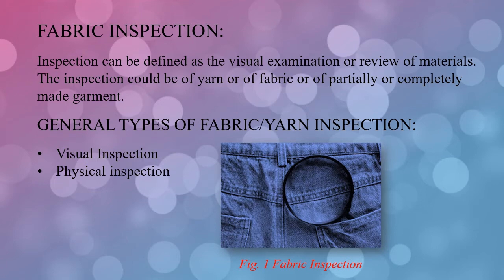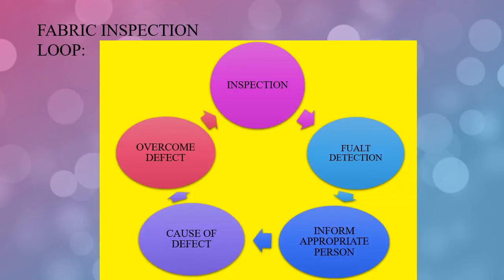Fabric inspection loop. In the fabric inspection, you firstly have to inspect the fabric, and if there is any fault, you have to make contact with an appropriate person. He will find out the cause of the defect, and also he will give the reason from where the defect is produced, and then you have to overcome the defect, and at the end you have to again inspect that fabric.